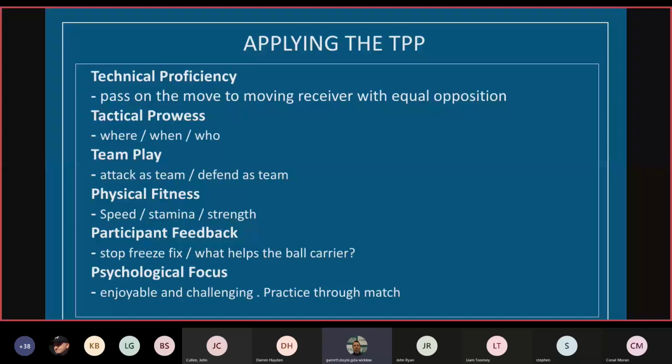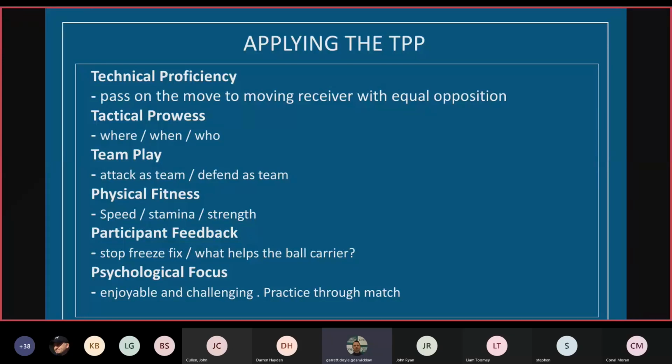Again, you've got decisions underneath the tactical prowess area. So where to pass to, where to move to, when to pass, when to move, who to pass to, what direction to go, where is the space. Team play here is, we all have to attack as a team. We all defend as a team. We're trying to score up there and we're trying to defend down here.